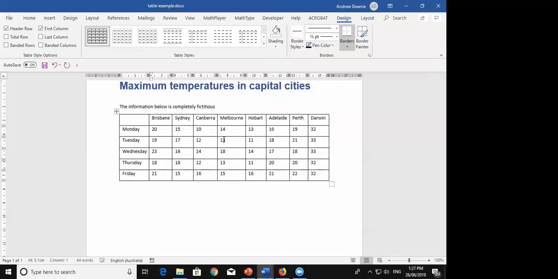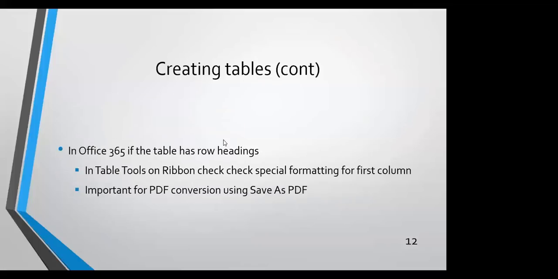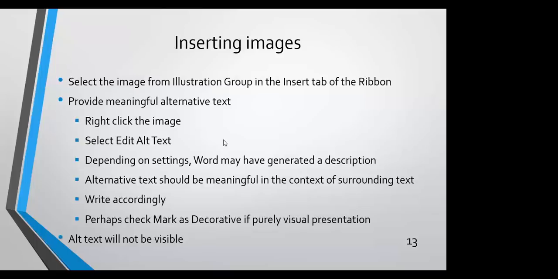Let's go back to the PowerPoint. I've already discussed this one. So check formatting, yes. Inserting images. Select the image from the illustration group on the Insert tab of the ribbon. Do not paste the image if you want it to be accessible to screen readers, because if you paste it, it won't be. Provide meaningful alternative text.